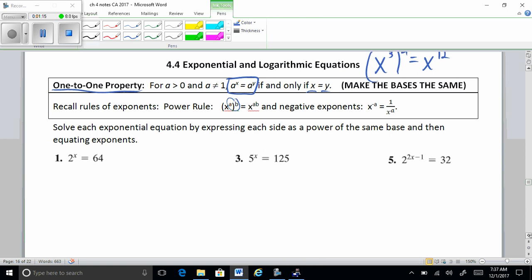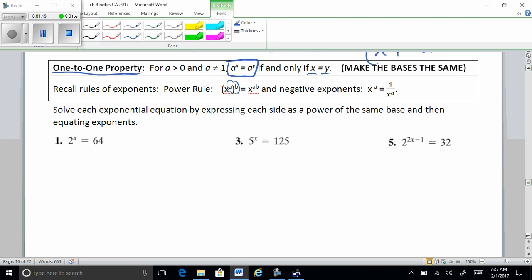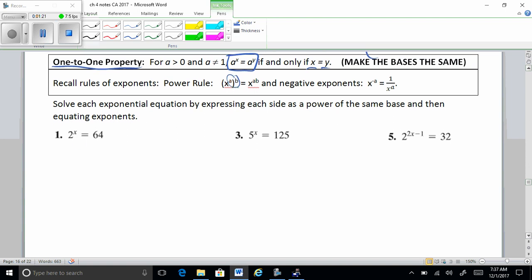On this first one, I'm assuming that if you had to, you could solve it just by trial and error. You could try some different values and figure out what 2 to what power would give you 64, and that's fine. That's basically what we're about to do. But I'm going to try to get the bases to be the same, because as we move forward, they're going to get more challenging, and that's the approach you want to take.